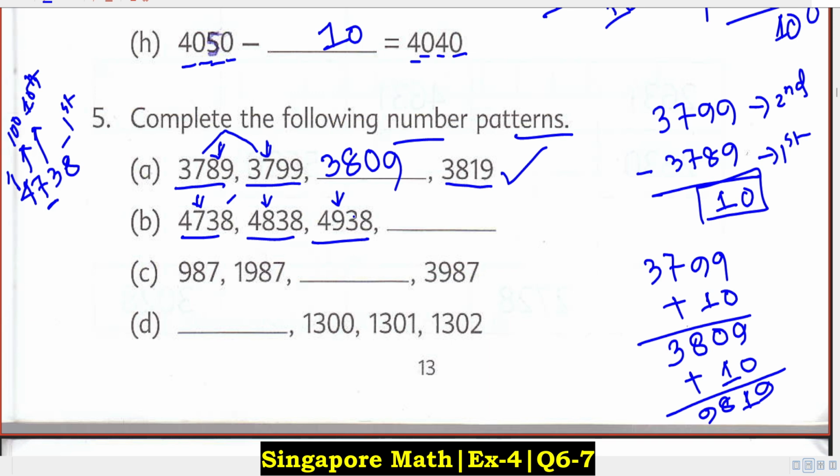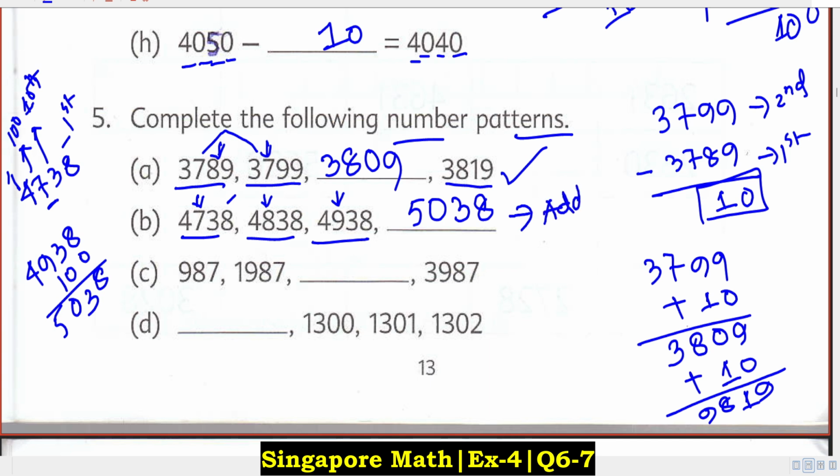So the difference is only in the hundreds place: 7, 8, 9. So for 4938, if we add 100, here is an 8, 3, 9 plus 1 is 10, 0, carry 1, 4 plus 1 will be 5. So we can say here is 5038. We are adding plus 100.